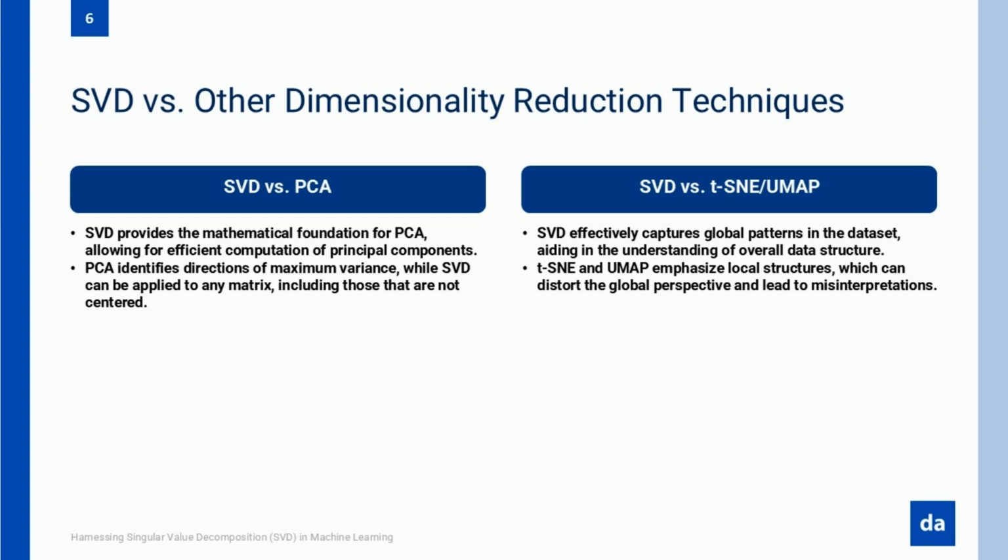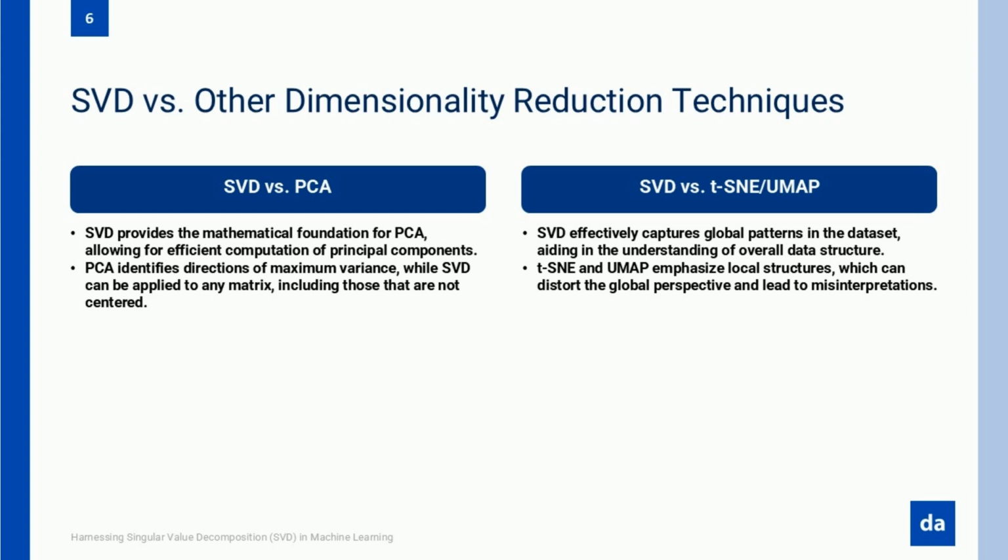Where SVD truly distinguishes itself is in its approach to data structure. Unlike techniques like TSNE and UMAP, SVD captures global patterns in your dataset. This global perspective is crucial when you need to understand the overall structure of your data rather than just local relationships. TSNE and UMAP excel at preserving local structures, making them excellent for visualization tasks where nearby points matter more than distant relationships. However, this local focus comes at a cost.